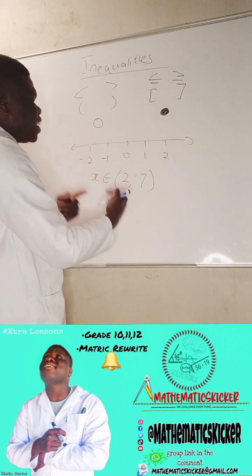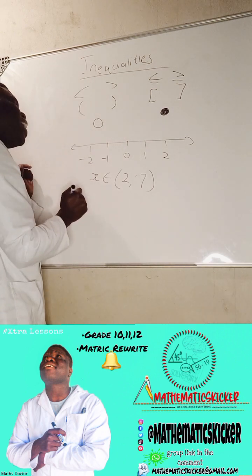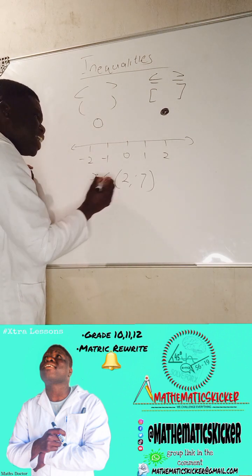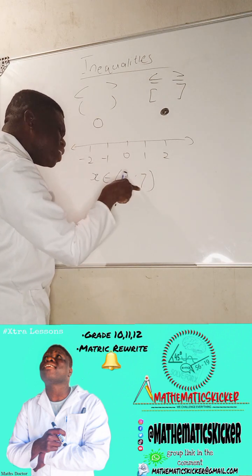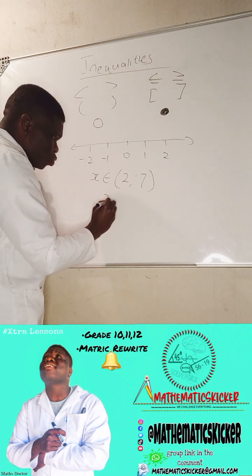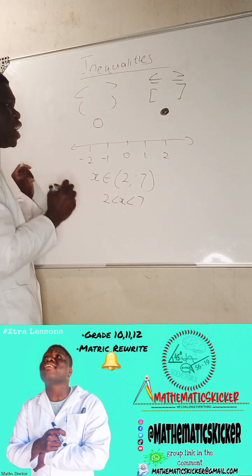How do we express this using these signs? How do we write it? We'll say that x is between 2 and 7. It means x is greater than 2, but x is less than 7. So we'll say 2 is less than x, and x is less than 7. That's how we express it.